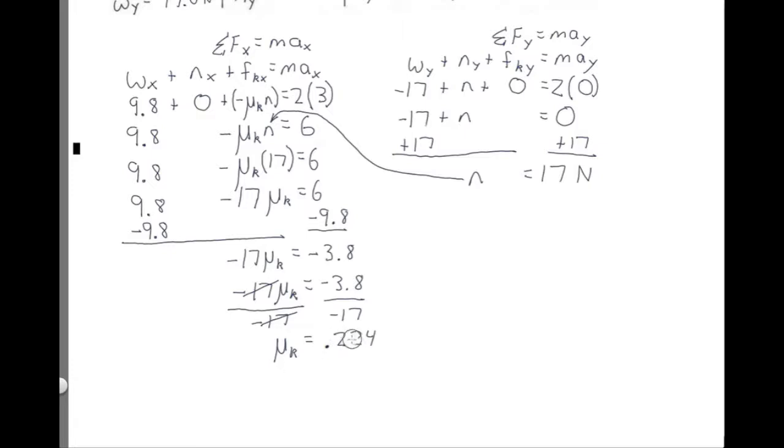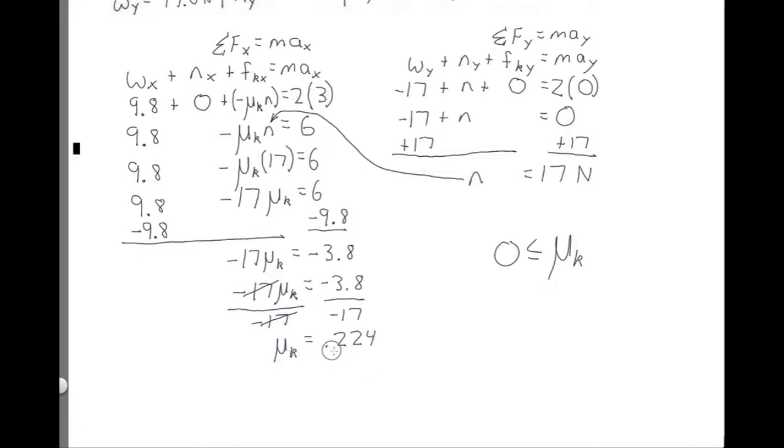Now we should check if this result makes sense. Well, does the sign of this result make sense? This result came out to be positive. Does that make sense? Yes, it makes sense because mu k can never be negative. Mu sub k can never be negative. So it makes sense that mu sub k came out to be positive. If we had gotten a negative mu sub k, we would know we had made a mistake.